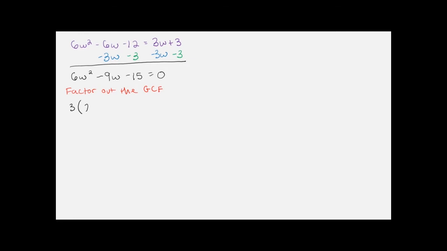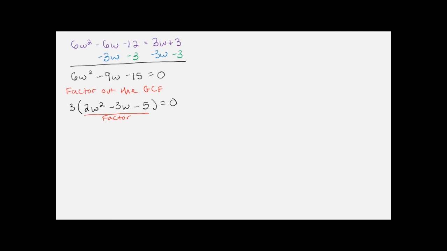So 6 divided by 3 is 2, so I get 2w squared. 9 divided by 3 is 3, so that gives me negative 3w. 15 divided by 3 is 5, so I end up with a negative 5 equals 0. So I factored out the GCF. It's equal to 0. And so now I need to factor my quadratic that's in smaller form here if possible, or use the quadratic formula. So it's completely up to you.